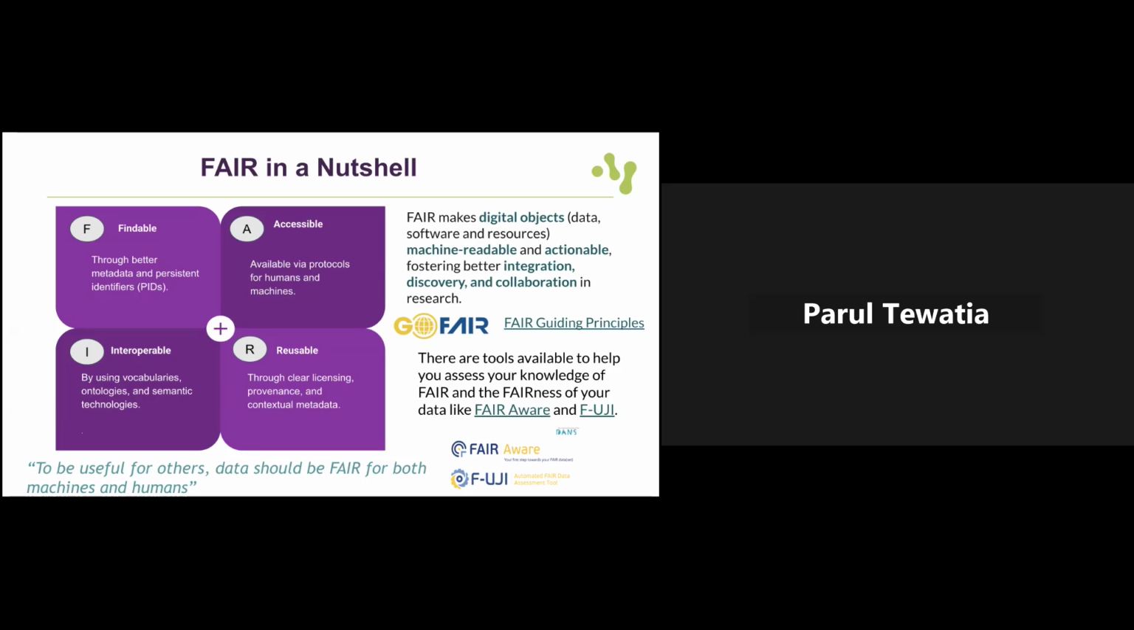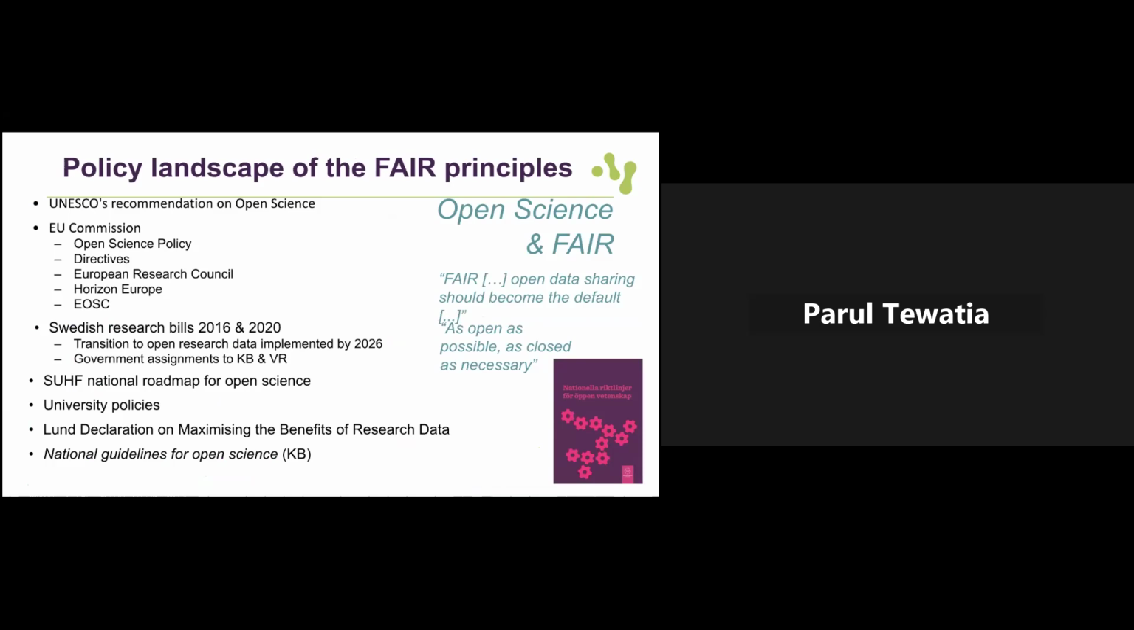So basically what we focus on is that FAIR makes digital objects machine readable and actionable, fostering better integration, discovery, and collaboration in research. Now, GO FAIR gave these FAIR guiding principles, but there are various tools available. So you can have, like, FAIR Aware and F-UJI for checking the fairness of your data as well as metadata, right? To be useful for others, data should be FAIR both for machines as well as humans. Now, keeping that in mind, let's go here.